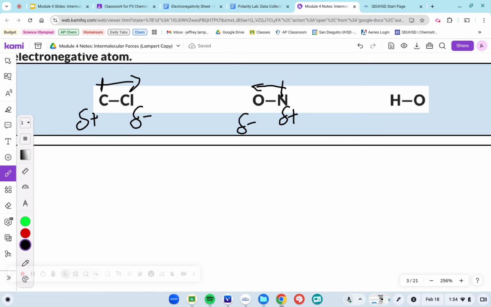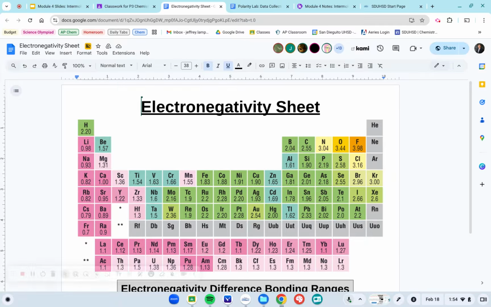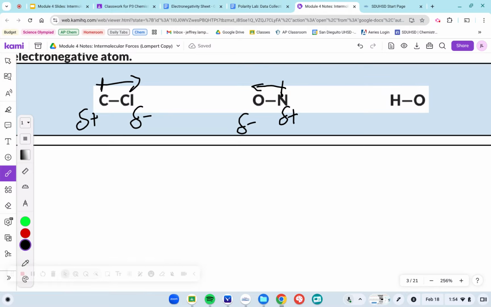All right. Now for H and O, we check our electronegativities. H has electronegativity of 2.20. O has electronegativity of 3.44. So that means O is the higher electronegativity. Electrons are going to move from the H to the O. We have a partial positive on H, partial negative on O. Questions so far?